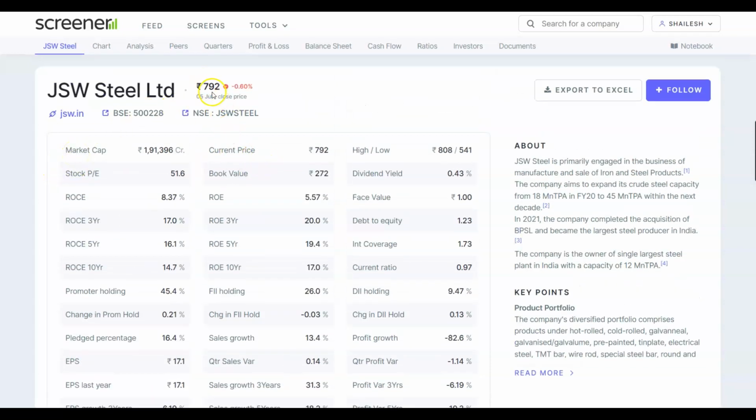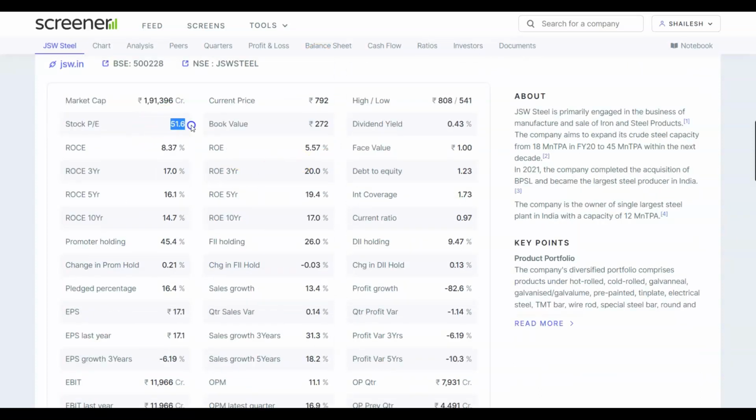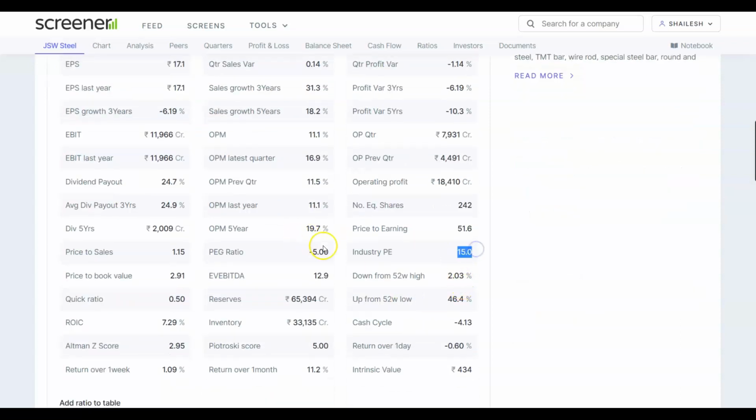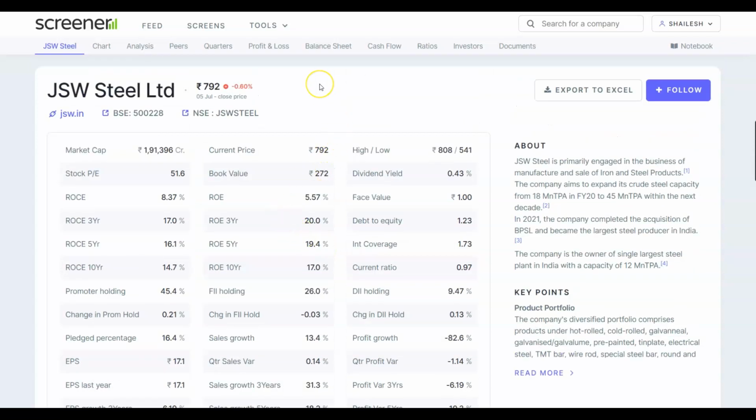If we see, the current market price of JSW Steel is 792 and it fell by 0.6% today. The current market cap of this company is 1,91,396 crores, the stock PE is 51.6 and the industry PE is 15. So obviously the stock is expensive in comparison to the industry.